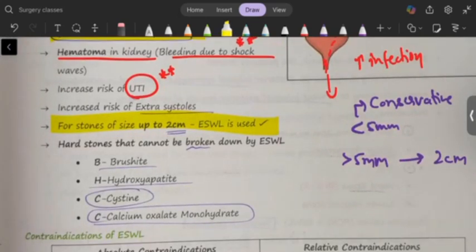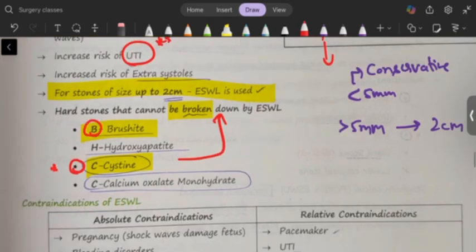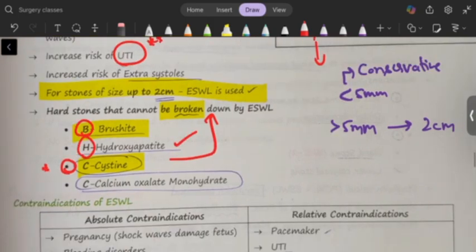Other than this, there are certain hard stones which cannot be broken down, like brushite stones and cystine stones, which I told you about, right? These are hard, so these cannot be broken down by ESWL. Then we will have to go for other management methods. Brushite stones are also hard, hydroxyapatite stones are also hard, and calcium oxalate monohydrate, which is dumbbell shaped, is also hard. So this also cannot be broken down by ESWL.